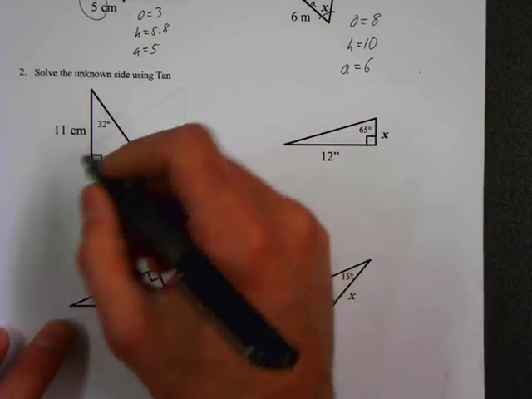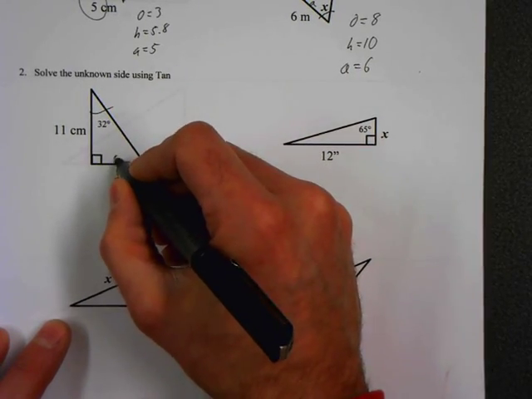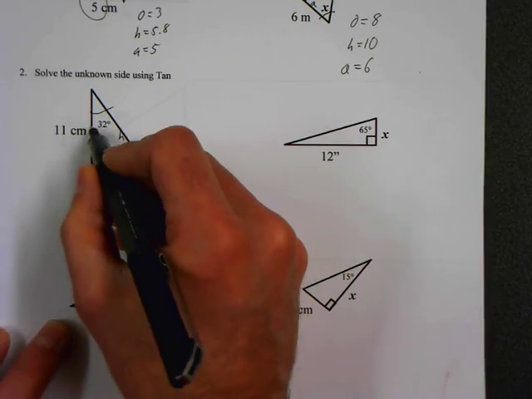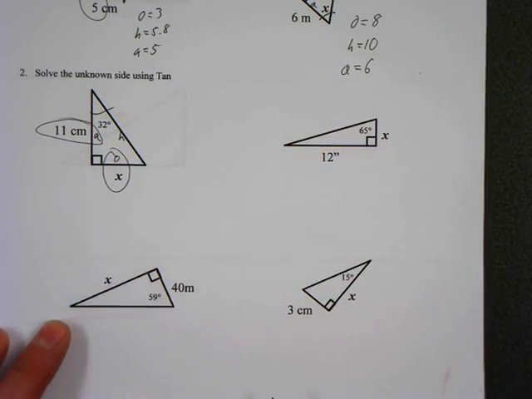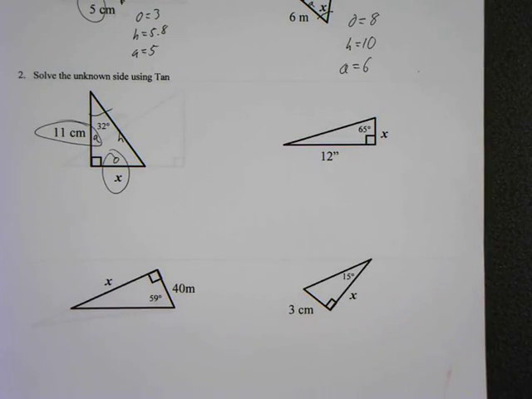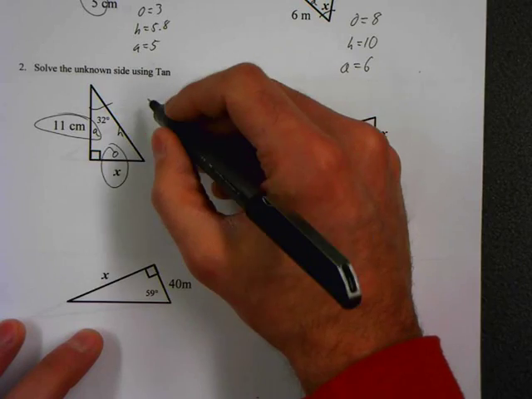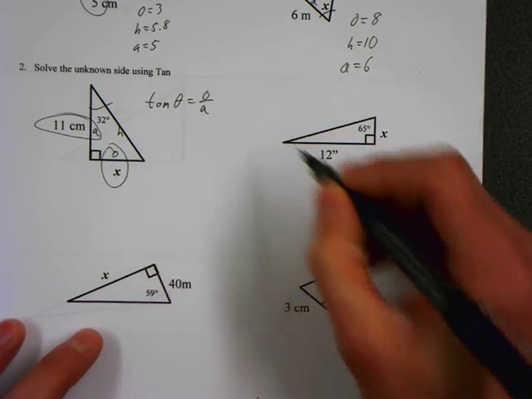Okay, so once again, from this angle, we're going to label these things. That is O, it's opposite to the angle. This is H, this is A. Now circle the ones that I've got here. I've got that, and that tells me I got to use tan. So tan theta equals O over A. That's the equation I've got to use.